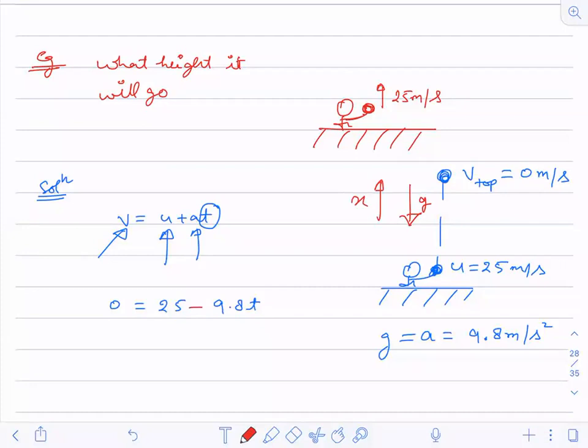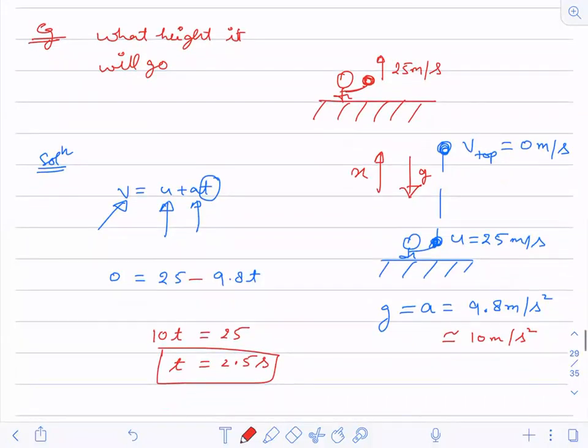I have to use a minus sign here. Then it will become, I'm taking this as 10 only. So it will be 10t is equal to 25. So t will become 2.5 seconds. So after 2.5 seconds, it will reach the highest point.